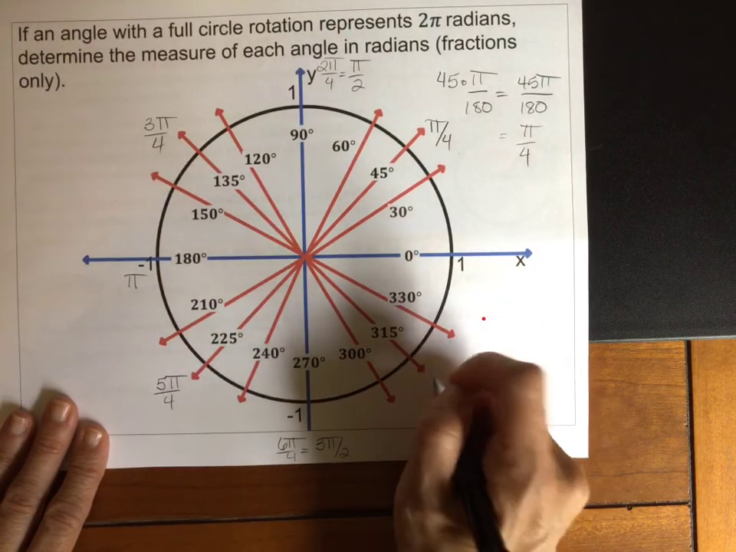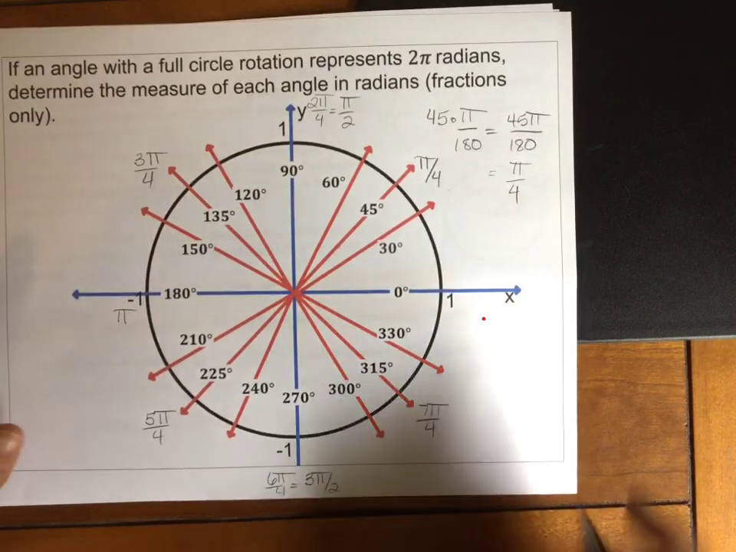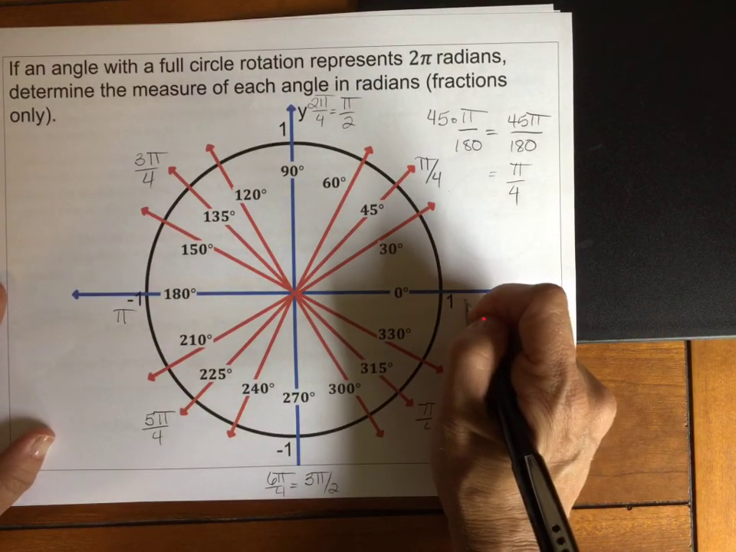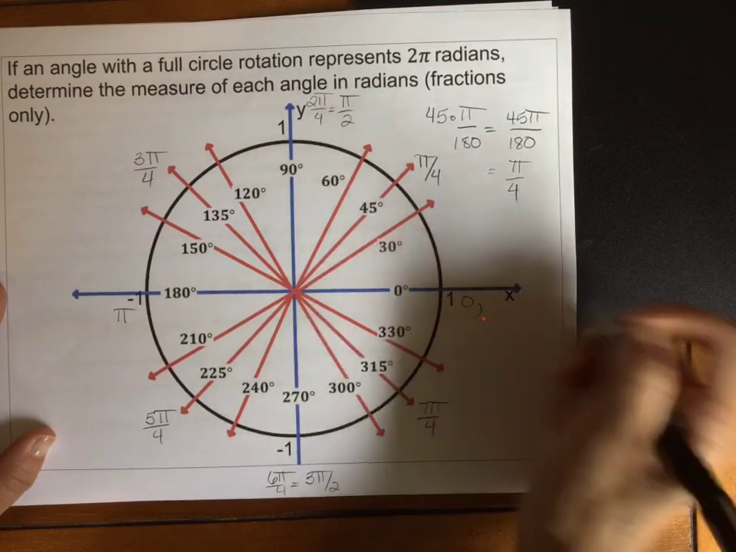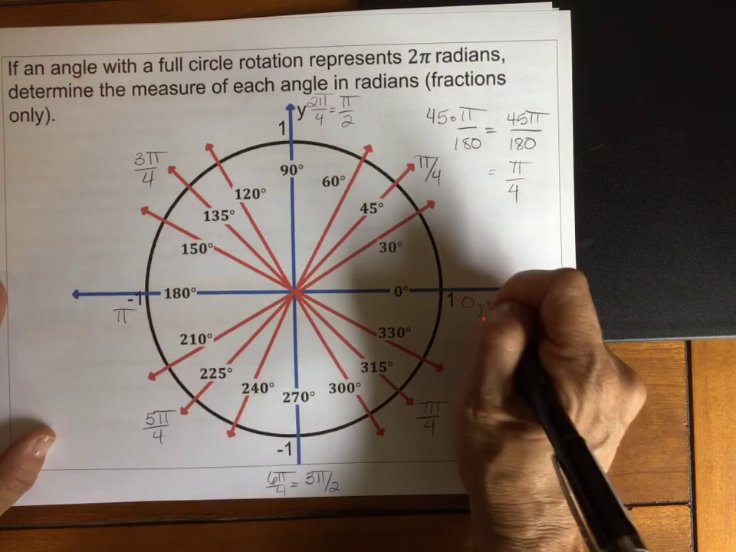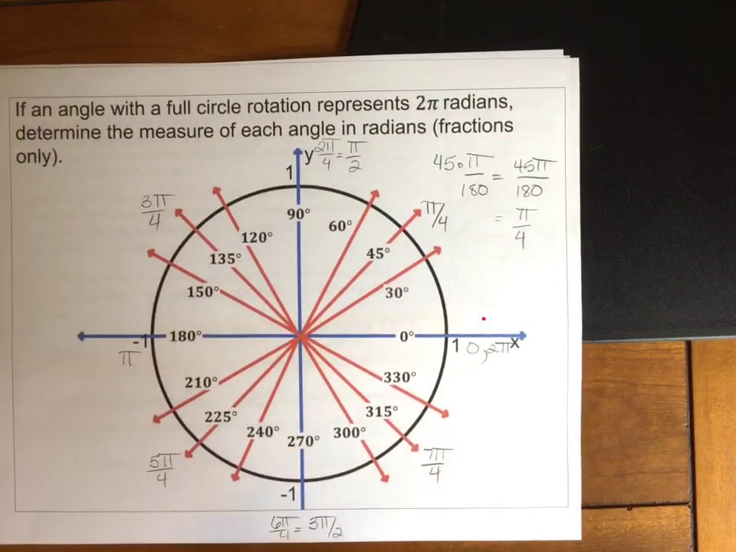So then we end up here at 7 pi over 4. And then this is 8 pi over 4. And there's two ways I can show that. One is 0 radians. And if I went all the way around, it's also 360 degrees, so it could be as 2 pi as well. All right, I hope that makes sense.